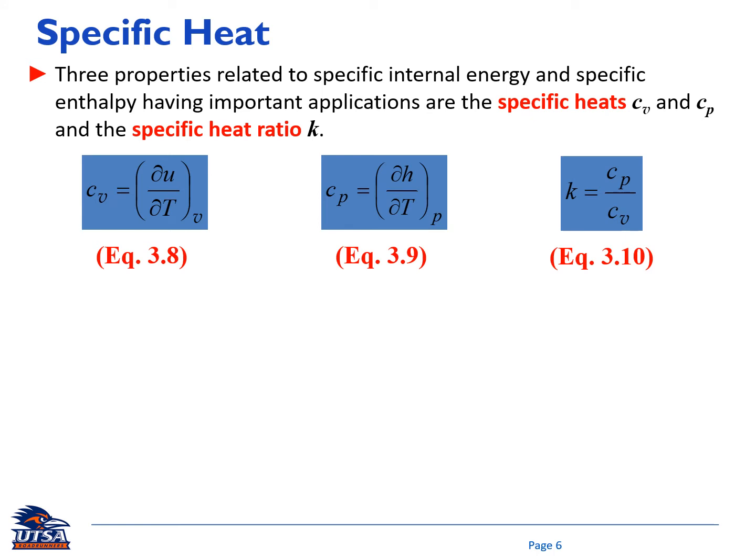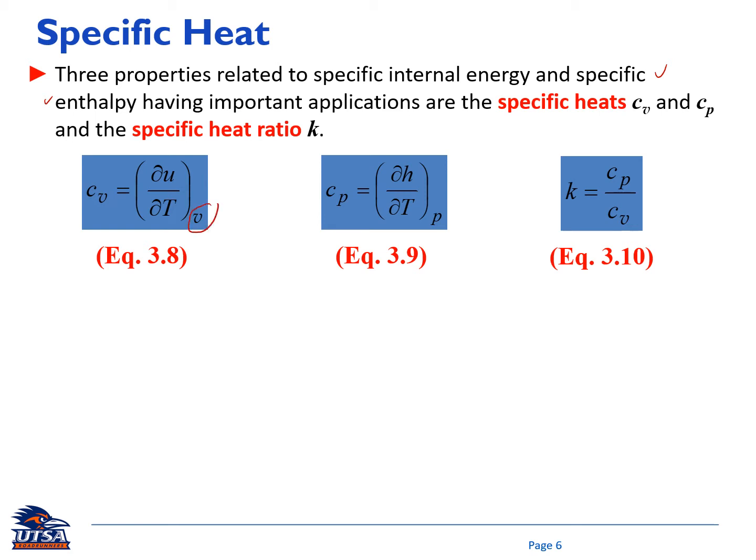The next property is specific heats. Here we have three properties related to the specific internal energy and specific enthalpy, so small u and small h. We have Cv. Cv is defined as the change of the internal energy to the change of the temperature at constant specific volume.